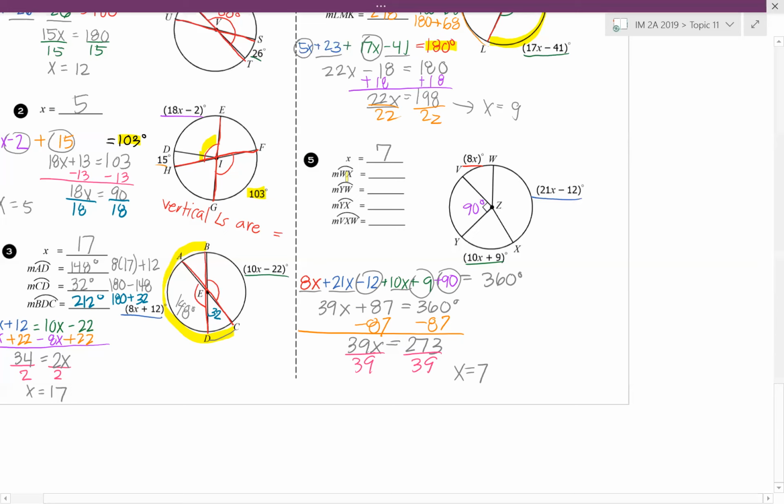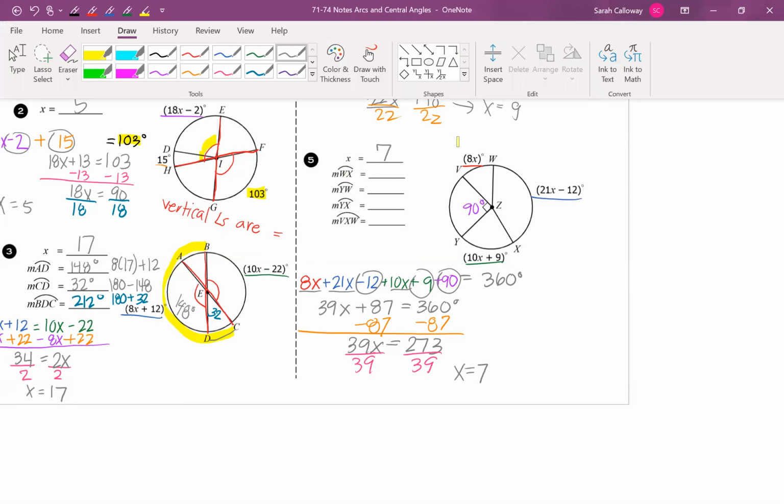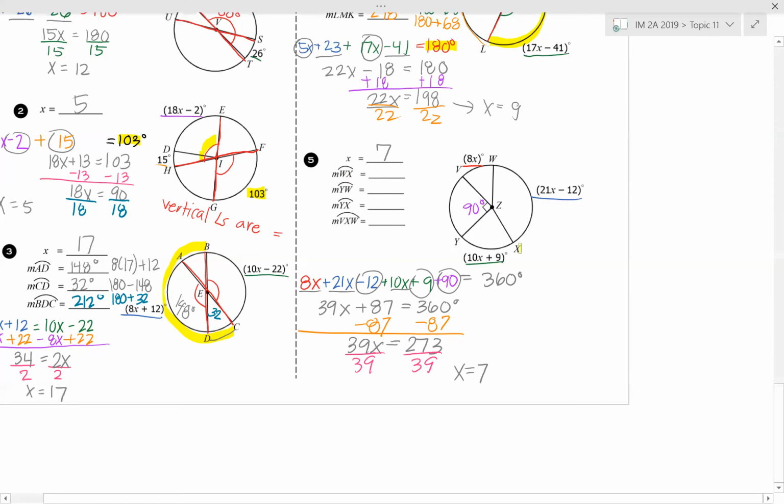So the first one it's asking us for is from W to X. So remember, shortest distance from W to X means that it's asking for the blue one. So it wants us to do 21 times 7 minus 12. So 21 times 7 minus 12 is 135 degrees.